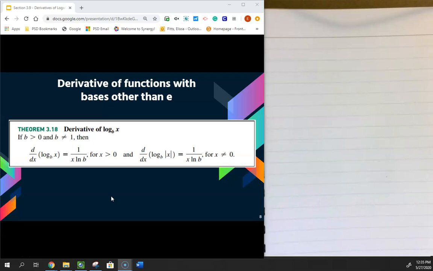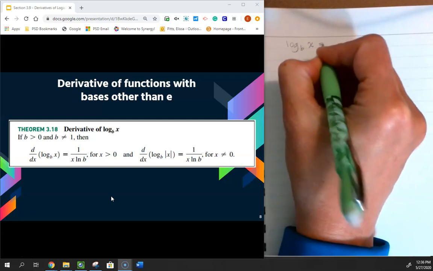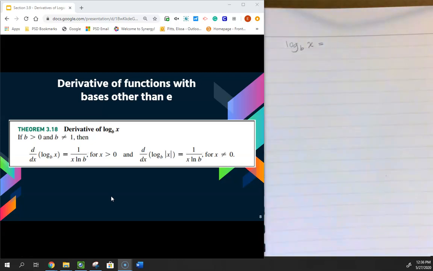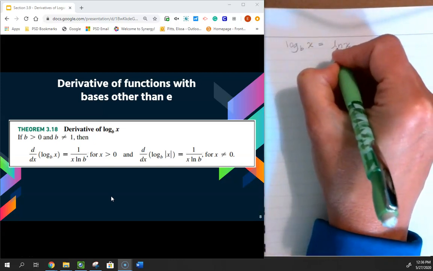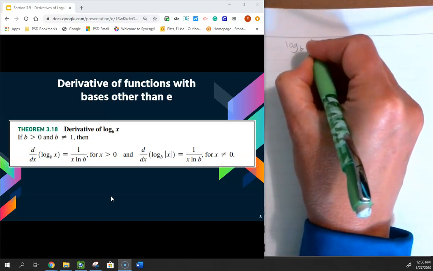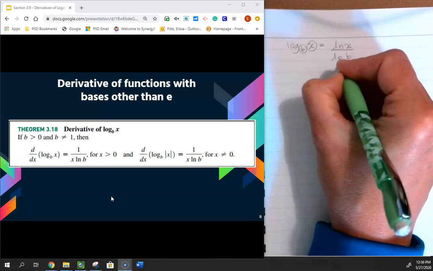Similarly with log functions that have different bases than e, natural log is a log base e. We take the derivative of those functions differently. So if I have log base b of x, I'm going to use something called the change of base formula to change this into a function with natural log in it. Change of base formula says that this is equal to, if I'm changing to the base e, natural log of this over natural log of that. And this really could be any base that you could put here.